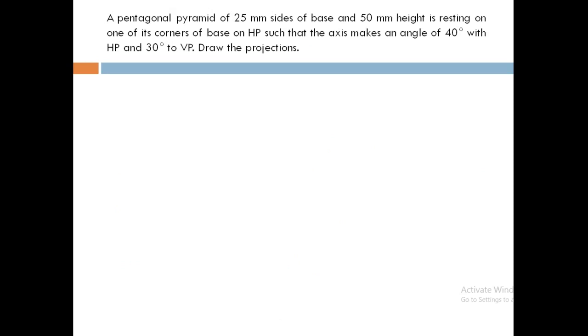Now let us take an example of a pentagonal pyramid resting on one of its base corners on HP. Its size is 25 mm and the axis size is 50 mm, and the given inclination is 40 degrees with HP and 30 degrees with VP. So this is the given condition. First we need to check whether we need to calculate the beta angle or not. Here the pyramid is resting on one of its corners, and the important thing is the axis inclination is given with respect to VP. So we need to calculate the beta angle.